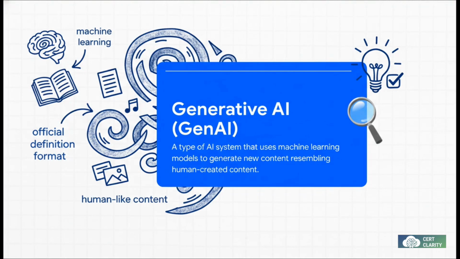First up, the official definition of generative AI. Now, this is a classic exam question, where they'll just ask you to pick the right definition from a list. My best advice, memorize this exact wording. The key parts are that it's about generating new content, and that content looks like something a human would create.